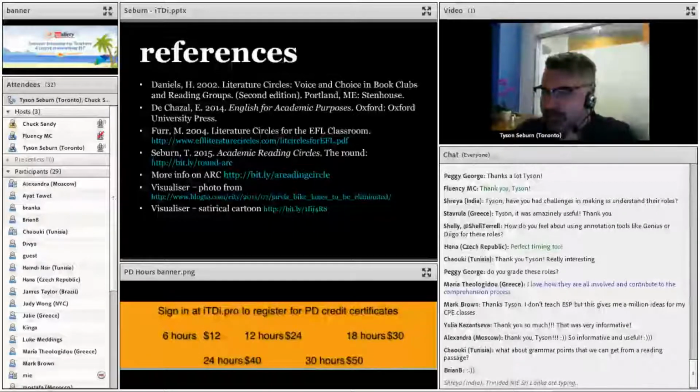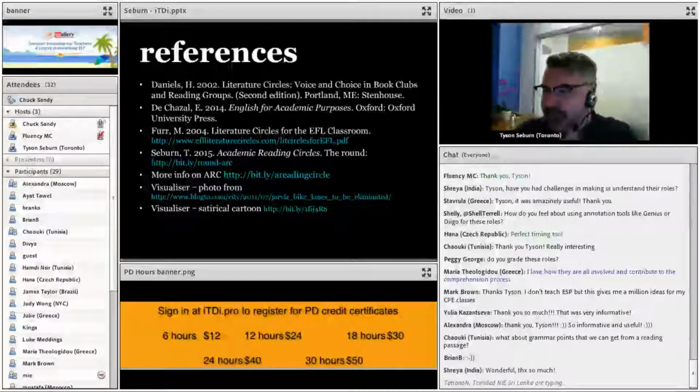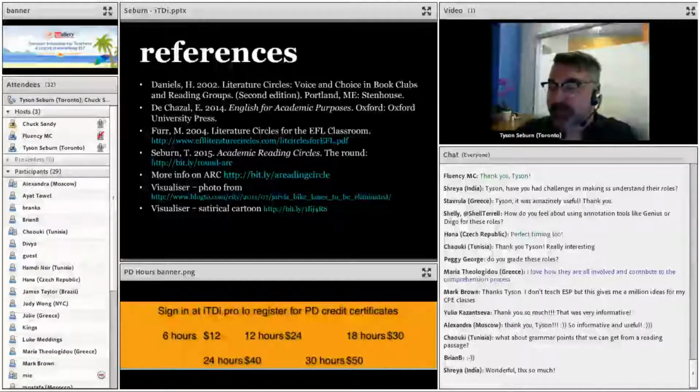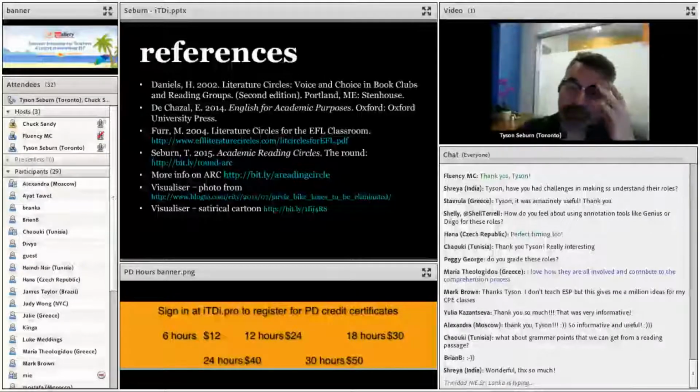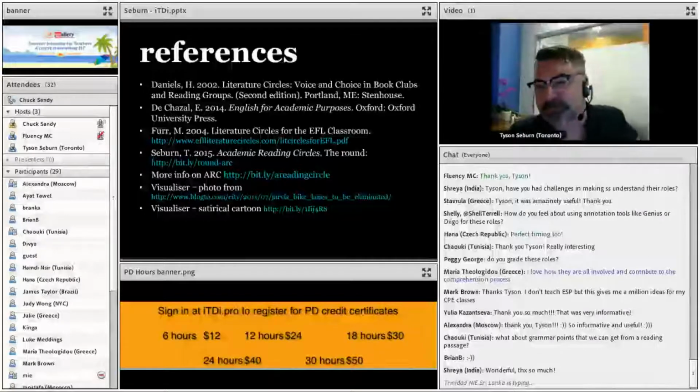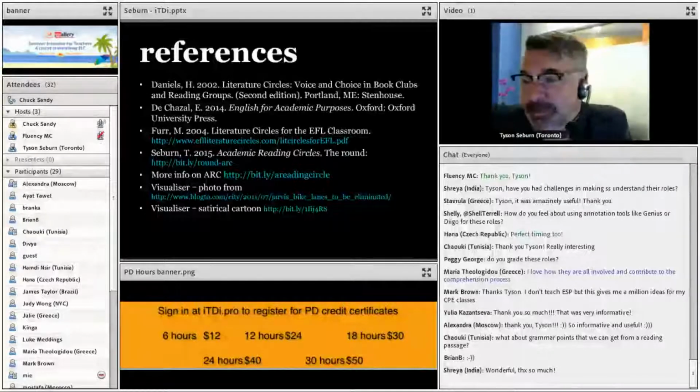Shelley, how do you feel about using annotating tools like Genius or Diigo for these roles? I feel anything that you can do to enhance the roles and make them easier or more interesting for the students, please do it. I haven't used either Genius nor Diigo, but I have used Google Docs quite extensively. So sometimes we put the text on a Google Doc and the students go through it and highlight different bits and make comments on the Google Doc itself. But you know, anything that can make the roles more fun or interesting for the students is a great thing, in my opinion.